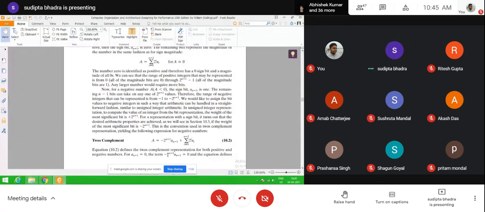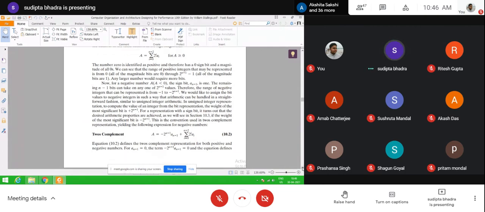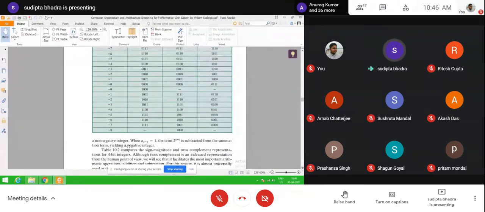Means, if a n minus 1 equals 0, the term minus 2 to the power n minus 1 into a n minus 1 will be 0. So then the equation defines only a non-negative integer. Now when a n minus 1 equals 1, then the term 2 to the power n minus 1 is subtracted from the summation term, yielding a negative integer.